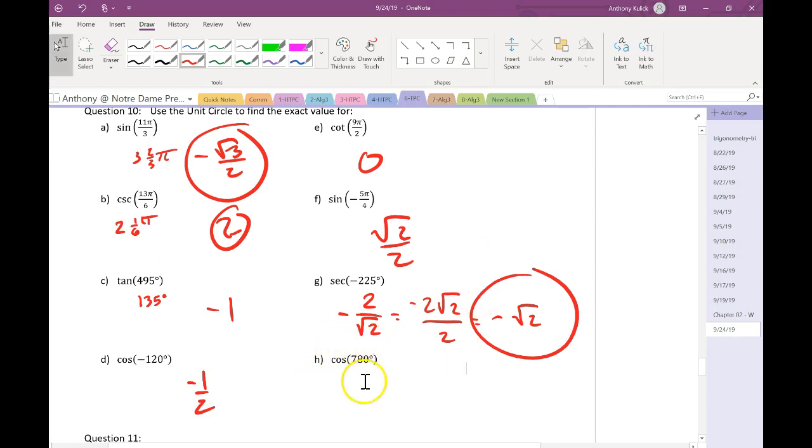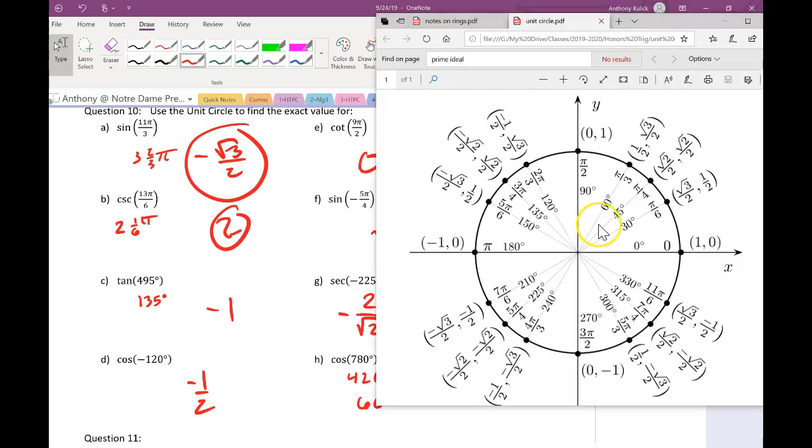Last one is cosine of 780. I'm going to start by subtracting some 360s from this. So the first time when I subtract 360, I get 420. And I'll subtract 360 again, and that's going to give me 60. So I just really need to calculate the cosine of 60 degrees, which is right here, and it's 1/2.